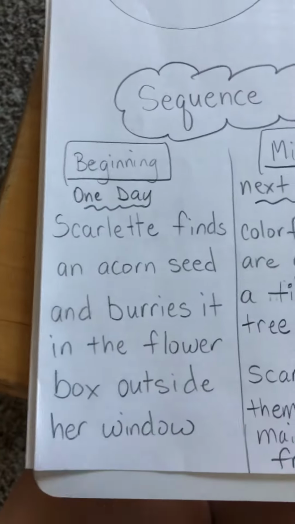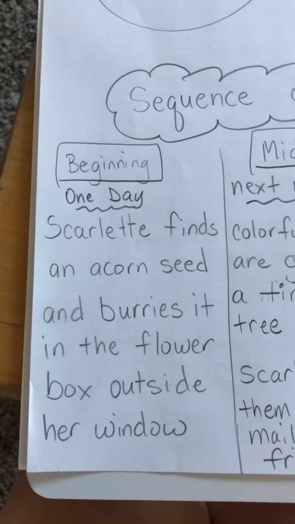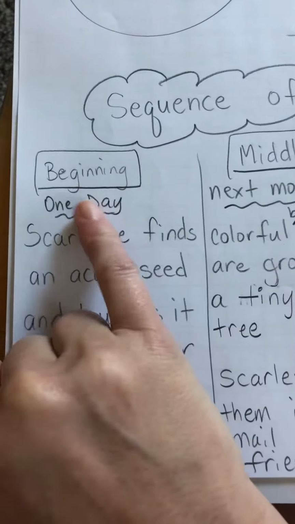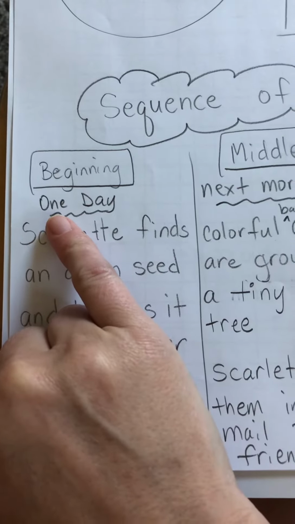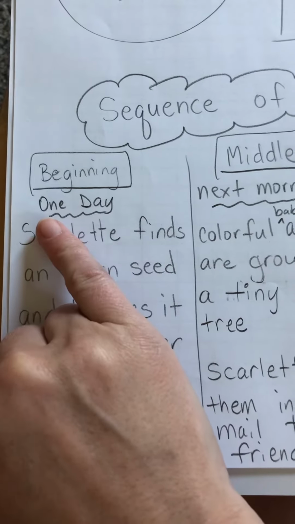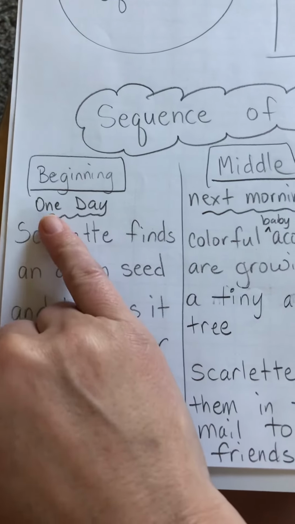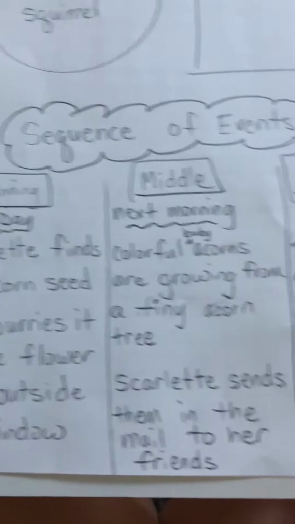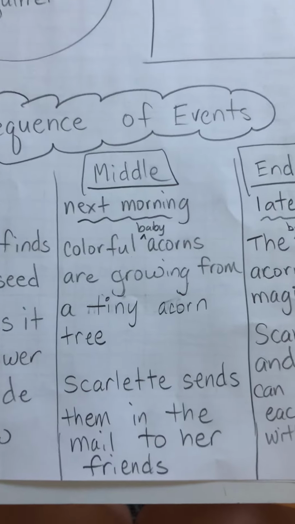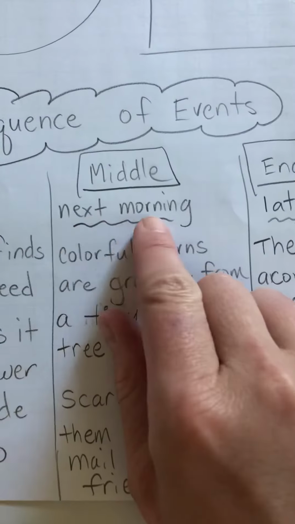Now, if you look closely, I don't have complete sentences here because this is just my brainstorm. But what I did do is I thought of some temporal phrases. Remember, temporal phrases tell us when things happen. So this is going to happen one day. And then my next temporal phrase is the next morning.